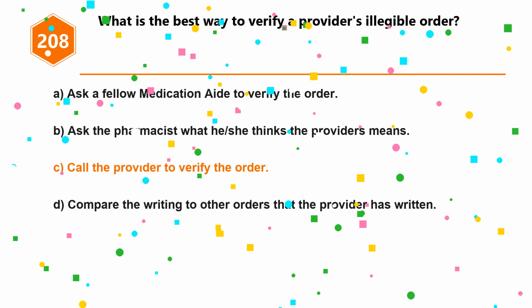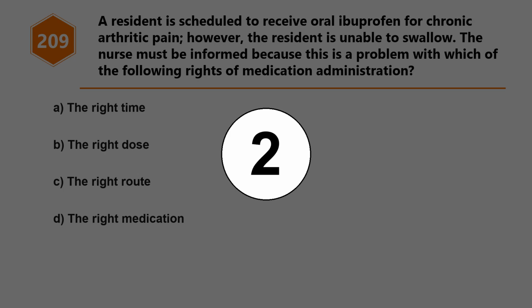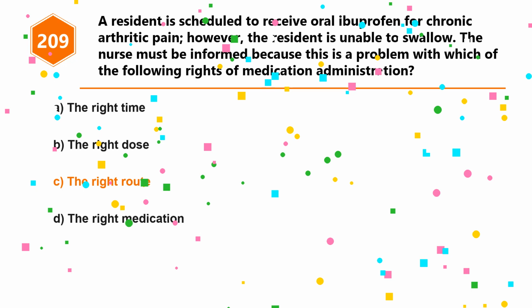The correct answer is option C, call the provider to verify the order. Question 209. A resident is scheduled to receive oral ibuprofen for chronic arthritic pain, however, the resident is unable to swallow. The nurse must be informed because this is a problem with which of the following rights of medication administration? Option A, the right time. Option B, the right dose. Option C, the right route. Option D, the right medication. The correct answer is option C, the right route.